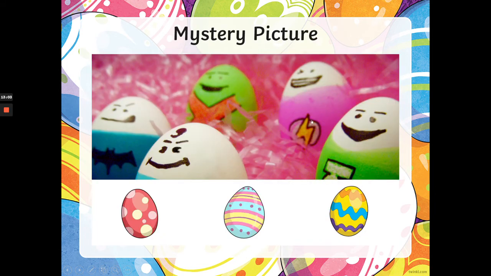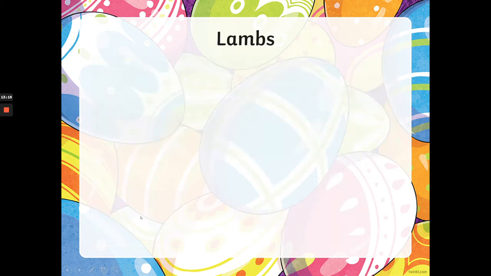I know which superhero has a lightning bolt on his chest because that's my favorite DC superhero. So that is the Flash. I think that one might be Batman. So I wonder what this mystery picture is. So we'll go to this one here.